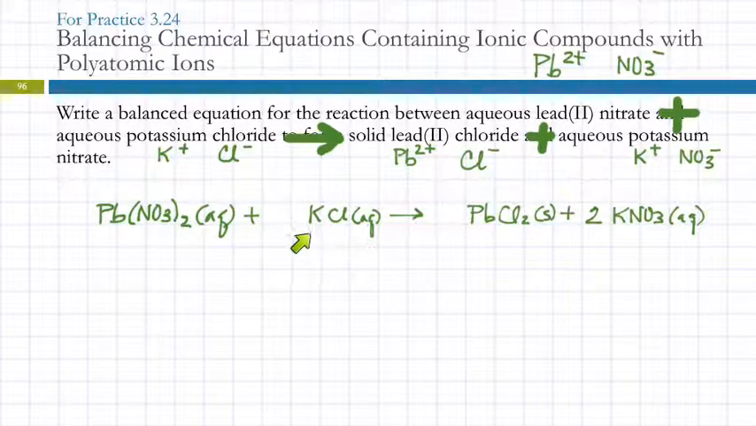Then I look at K. Here's potassium. I have 1 on the left side, and now I've got 2 on the right side. So I need to put a 2 in front of KCl. And the last thing I need to balance is the chlorine. I have 2 chlorines here, and I have 2 chlorines there. Oftentimes with ionic equations like this, it'll take care of itself at the end.